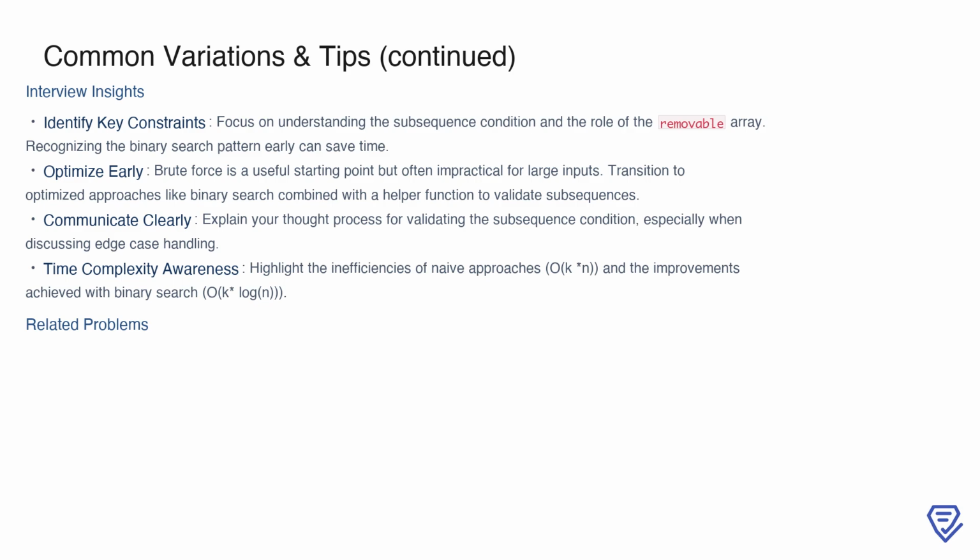Additionally, clear communication is essential. Make sure to articulate your thought process when validating the subsequence condition and explain how you're addressing edge cases. Finally, demonstrate your awareness of time complexity. Highlight the inefficiency of naive approaches with O(k*n) complexity and emphasize the improvements gained by using binary search, which reduces complexity to O(k*log n). This shows both problem-solving skill and a focus on optimization.